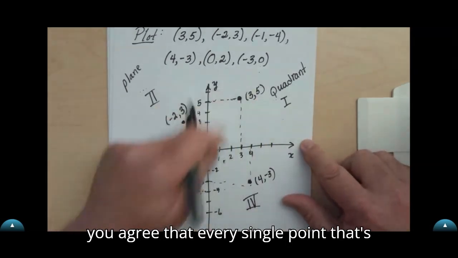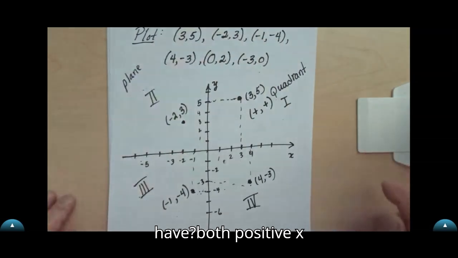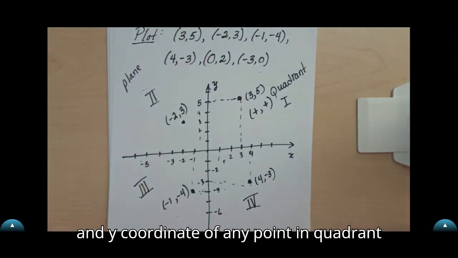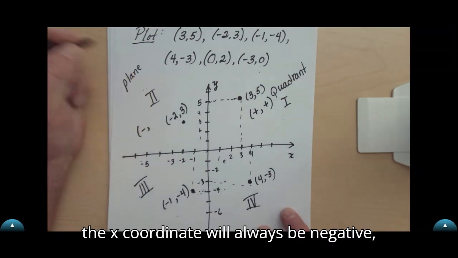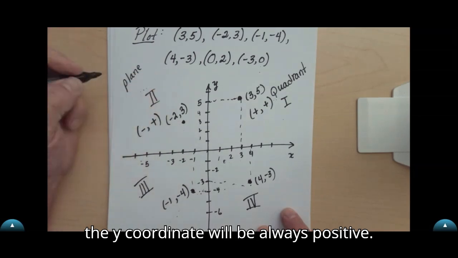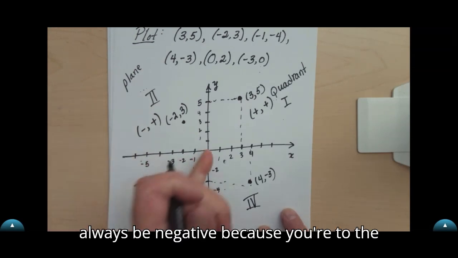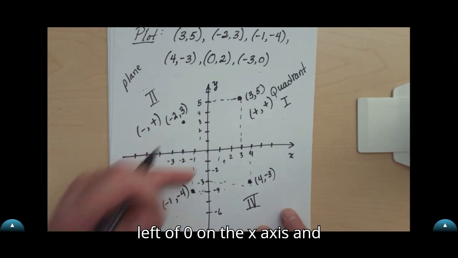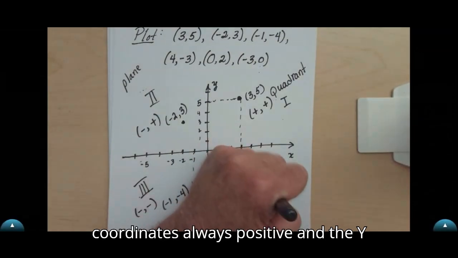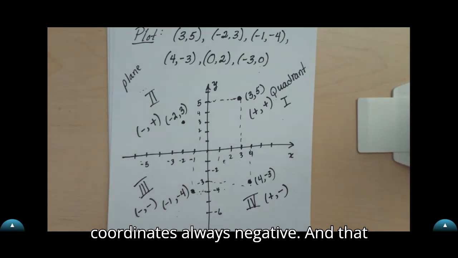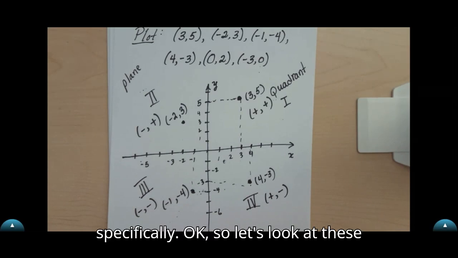So notice, think about it a minute. Do you agree that every single point that's in the first quadrant is going to have both positive x and y coordinates, right? Both the x and y coordinate of any point in quadrant 1 will be positive. In quadrant 2, the x coordinate will always be negative, the y coordinate will always be positive. In quadrant 3, both coordinates will always be negative because you're to the left of 0 on the x-axis and you're below 0 on the y-axis. And in the 4th quadrant, the x coordinate's always positive and the y coordinate's always negative. And that actually kind of turns out to be important in trigonometry specifically.